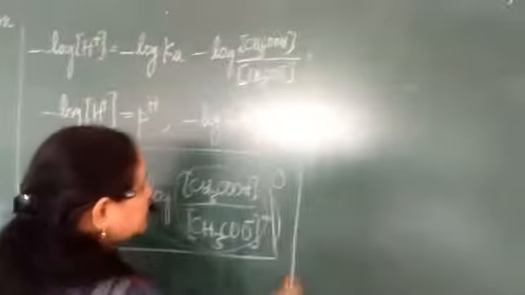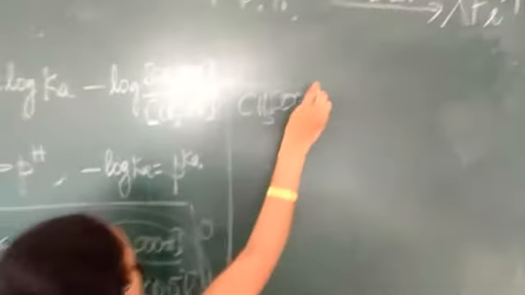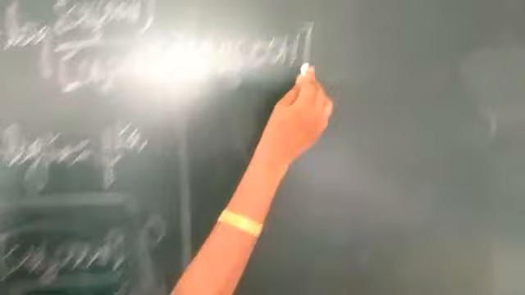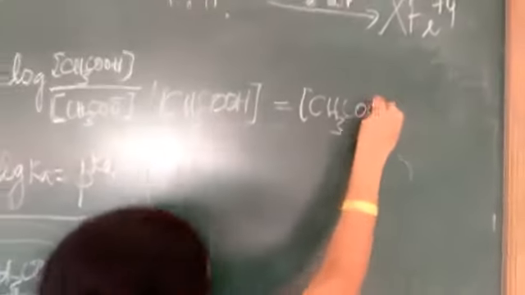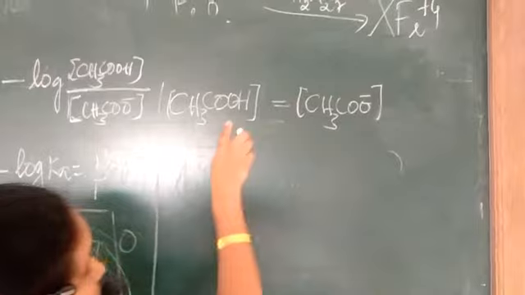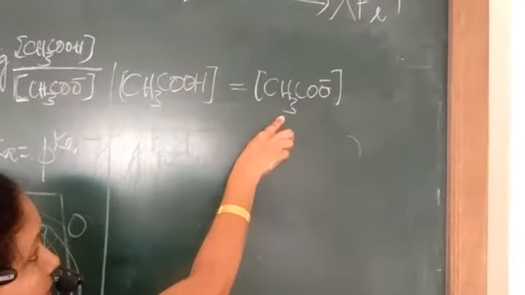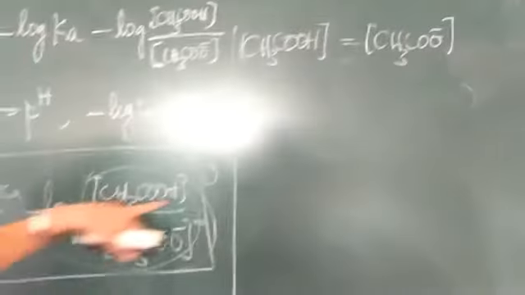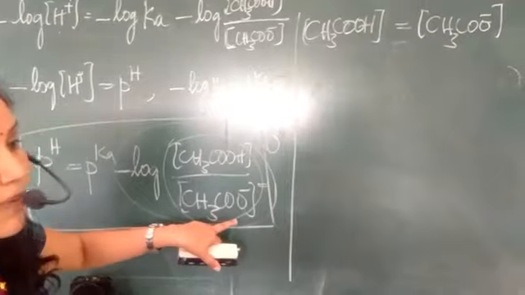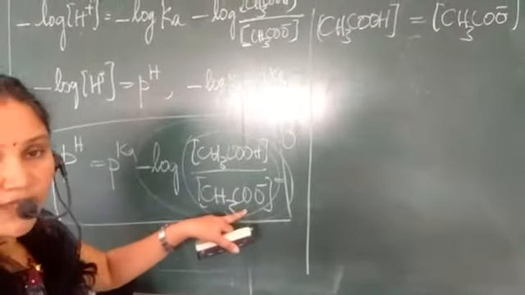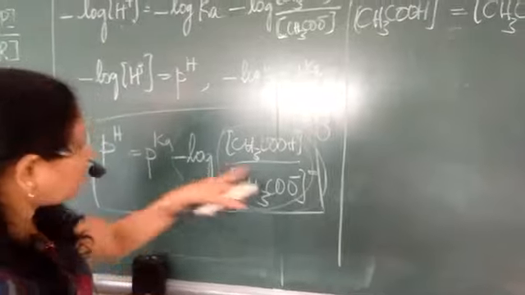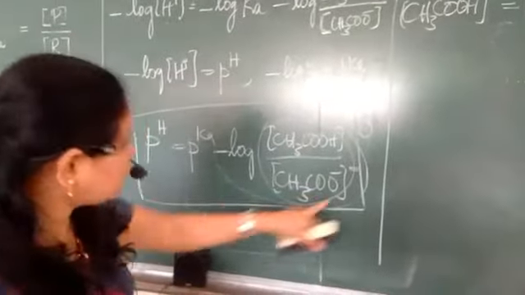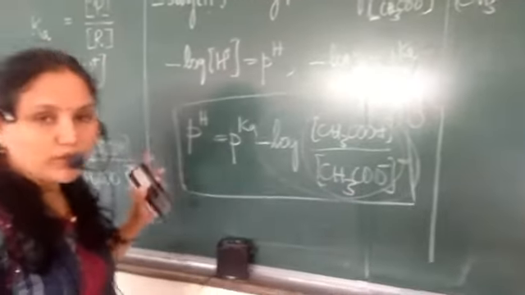Only when CH3COOH, that is the acid concentration, is equal to the salt concentration or the ion concentration. If this is equal to this concentration, then CH3COOH divided by CH3COO minus becomes 1 because they are of equal concentration. They will cancel and become 1. Log of 1 becomes 0. Therefore, this term will become 0. Therefore, pH will be equal to pKa.